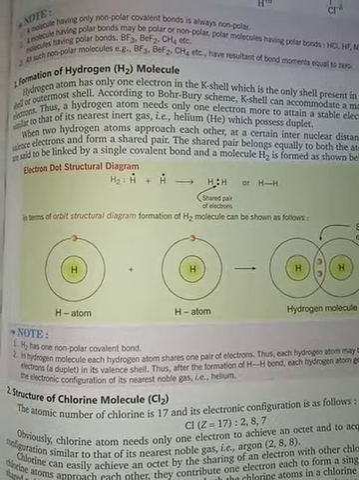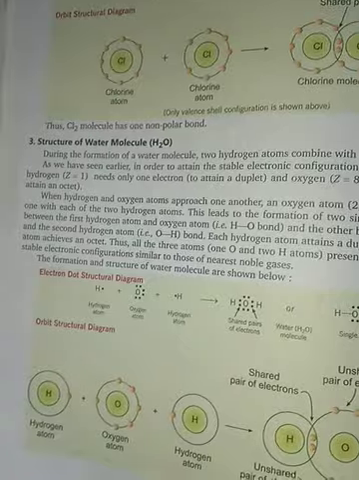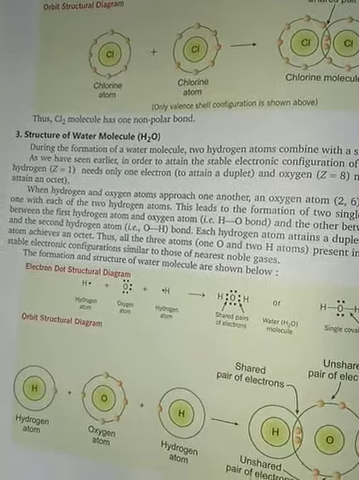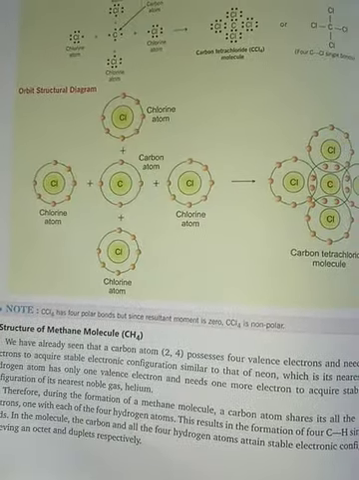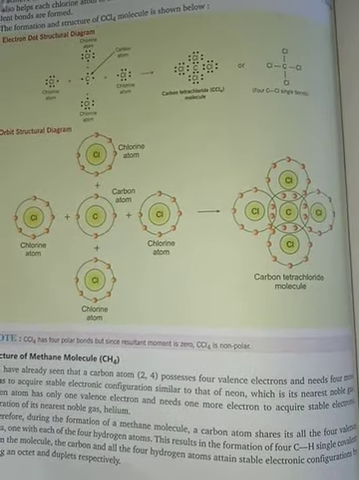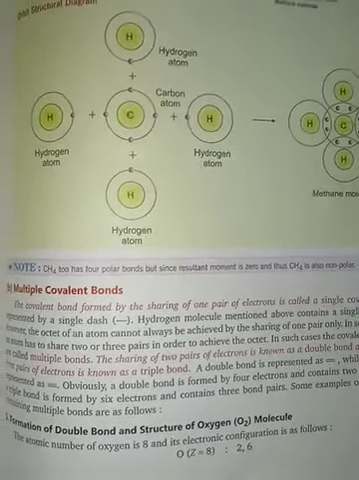So the formation of the hydrogen molecule, the structure of the chlorine molecule, and some other structures such as H2O, ammonia, carbon tetrachloride, and methane molecule you can easily understand. If you have any difficulty understanding them, you can tell me. Now we see the multiple covalent bonds.